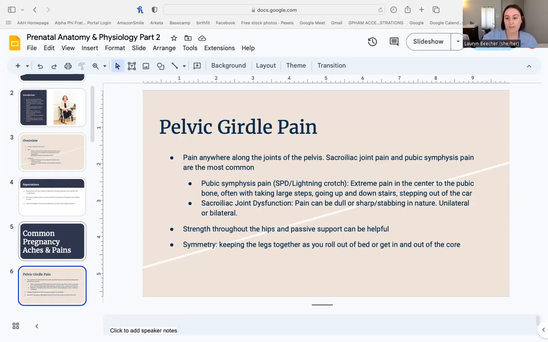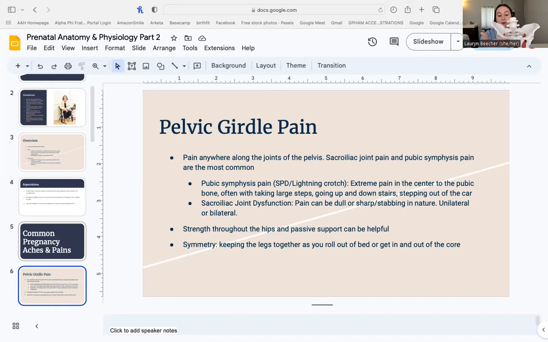So I'll grab my model here just to reorient everyone. We have our hip bones on either side, the pubic bone here in the front. So this little piece in the middle, that is the cartilage that makes up the pubic symphysis.